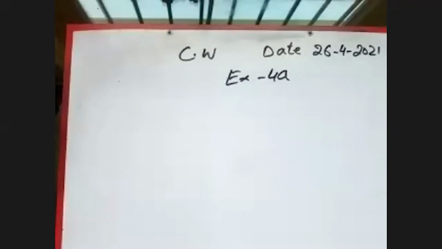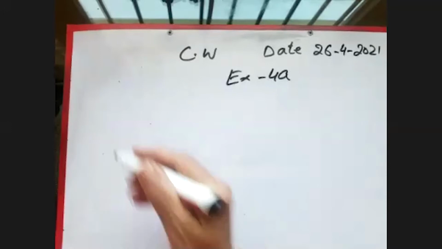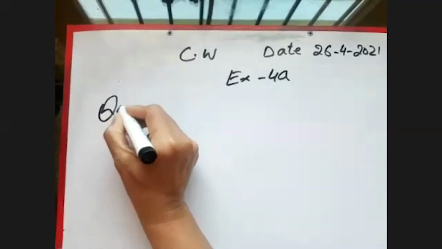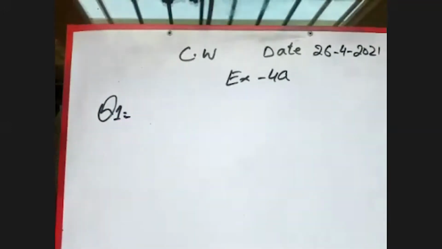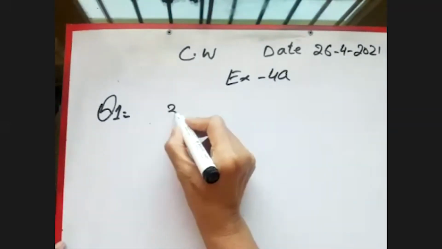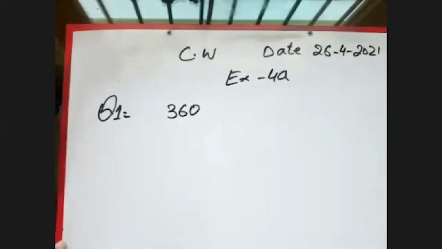Okay, today we are going to start exercise 4A. The first question is, find the prime factors of the following. So you have to find out the factors of the given numbers. In other words, you have to split up the given numbers into their prime factors.